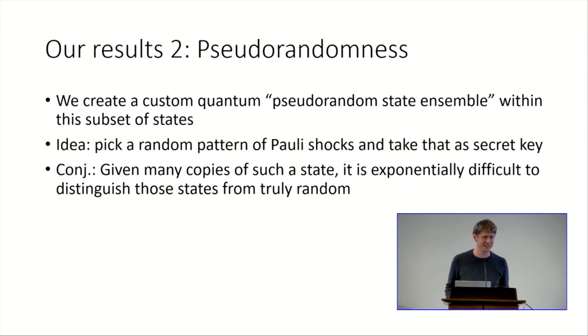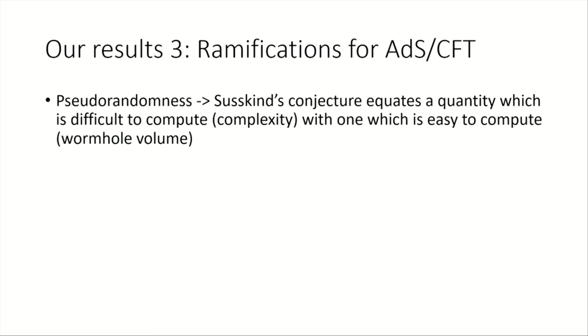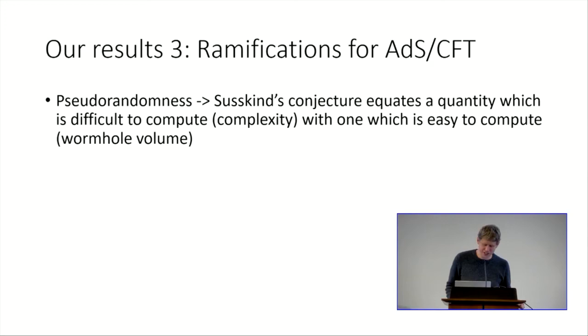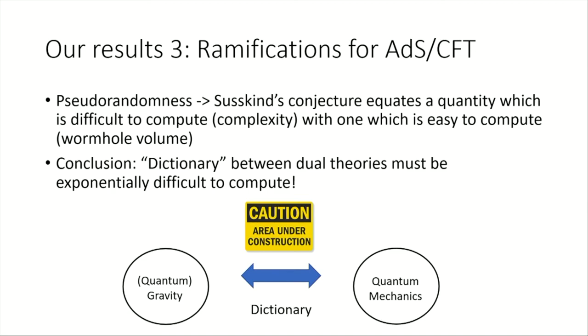For reasons of time, I'll skip through some of our more technical results. Our third result is that we describe the ramifications that this has for AdS/CFT. What we show is that the fact we can create pseudo-randomness here means that Susskind's conjecture is equating some quantity which is difficult to compute with one that's easy to compute. So that means that the dictionary between these theories has to be exponentially complex.